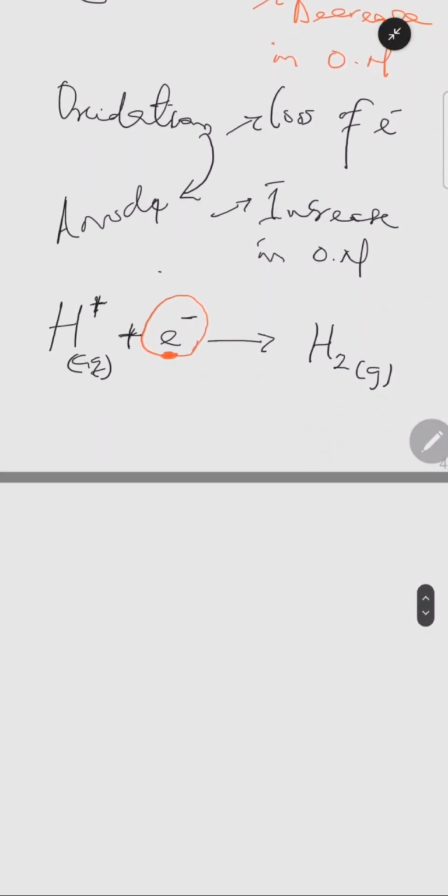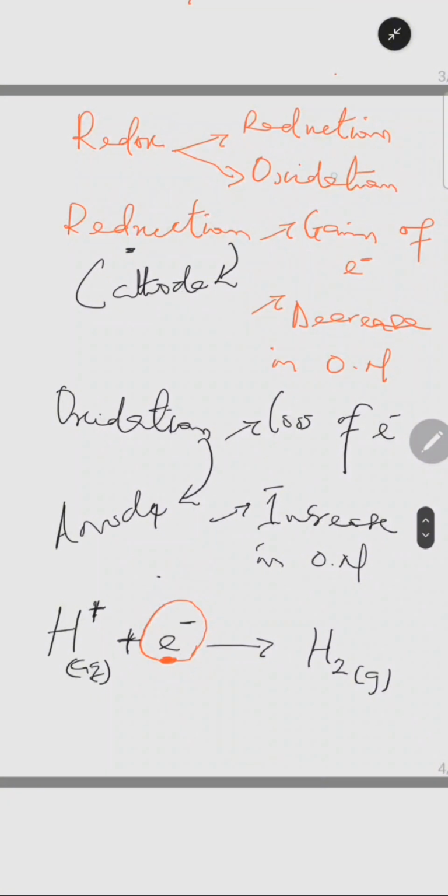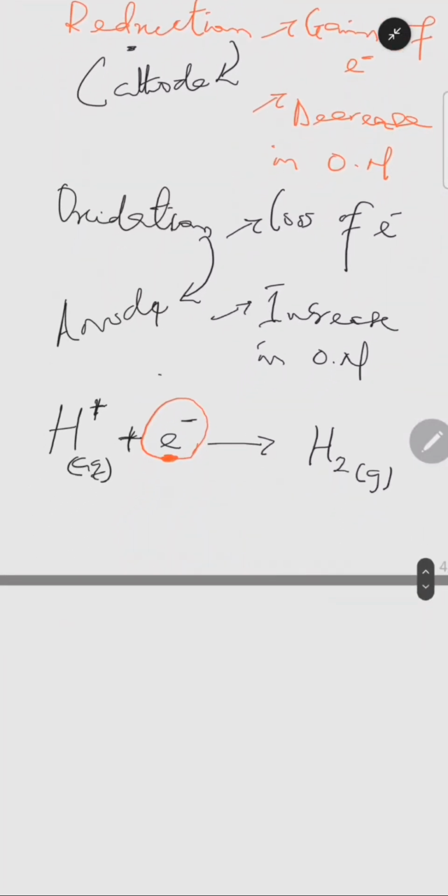Another thing: if you look at reduction again, I said we have 2 definitions: gain of electron, then decrease in oxidation number. So if you look at the oxidation number of hydrogen in this reaction, hydrogen is going from +1 to 0, because any molecule in the ground state, like hydrogen gas at the product side, has an oxidation number of 0. So +1 to 0 is reduction, a decrease in oxidation number. So this is how hydrogen will be lost.